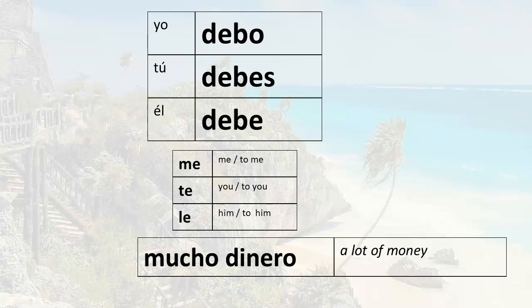Él debe 50 euros. With the verb deber, meaning to owe, we can also use indirect object pronouns to say to whom we owe something. For example, me, either me or to me. Te, either you or to you, and le, either him or to him. You should note that le can also have other meanings, but we're only going to talk about the him to him meaning in this example.